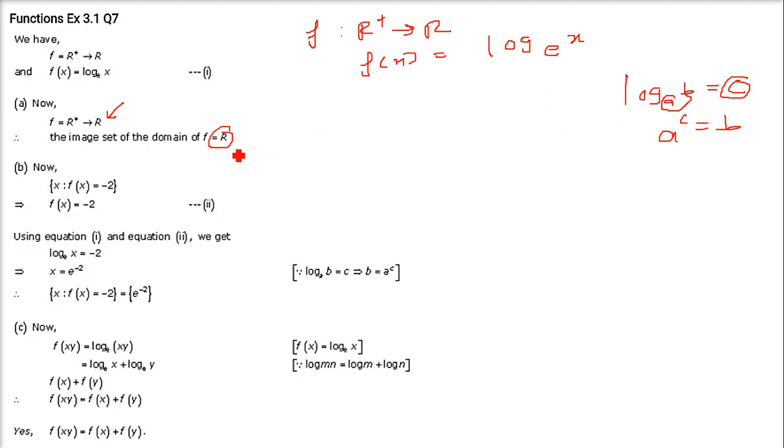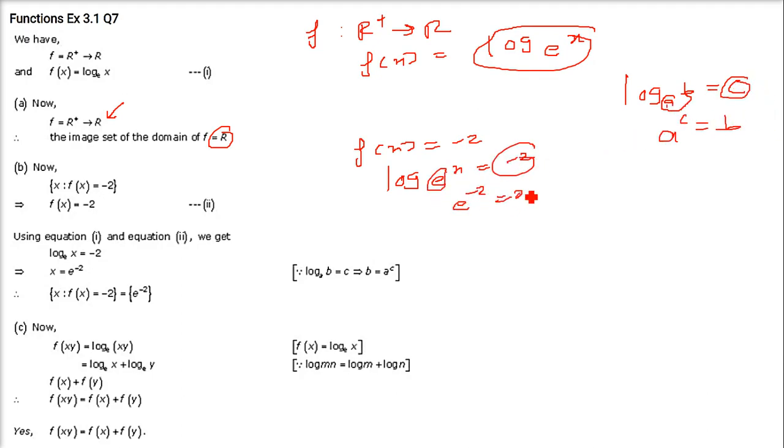So this is sorted. Next is f(x) = -2. When you have f(x) = -2, you have to put f(x) as log base e of x equal to -2. As I said, a to the power c, that is e to the power -2, will be equal to x. So x will be e to the power -2. So the solution is e to the power -2 for this one.